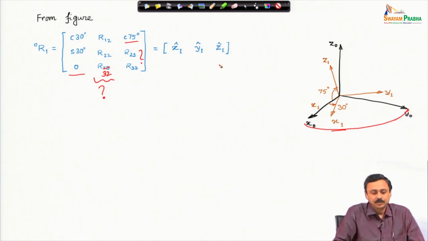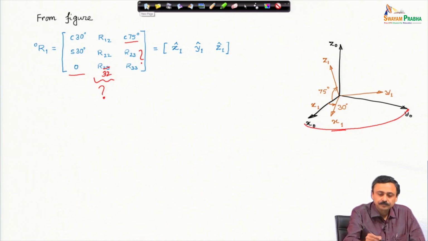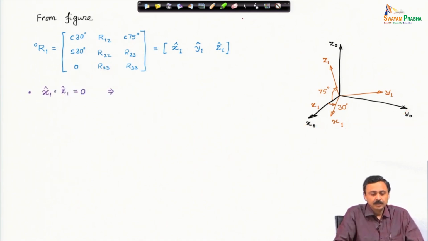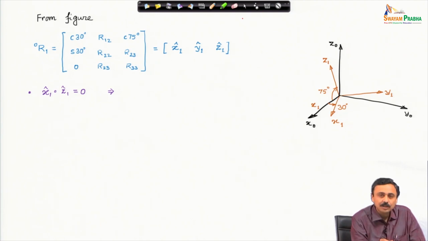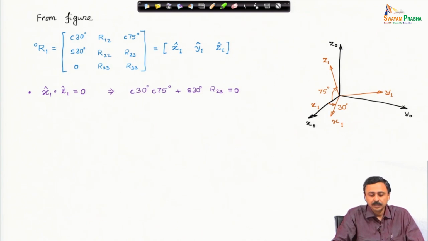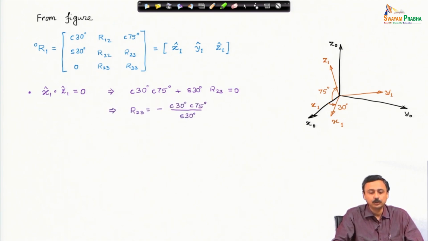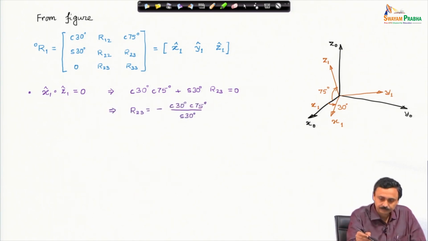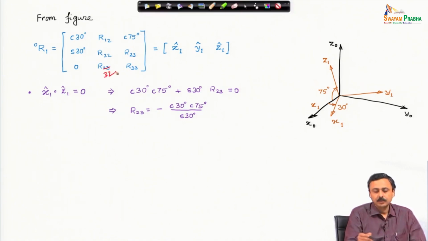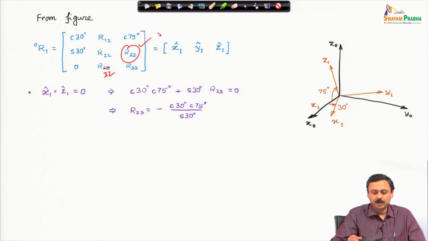Now, these are the columns of course. But what I definitely know, this is the property of rotation matrix, that the first column and the third column dot product must be 0. We have been discussing this property. In other words, take the dot product, this is what you will get. From here you can solve for R 23. Note this correction, this is 32. You can solve this, this is now known.